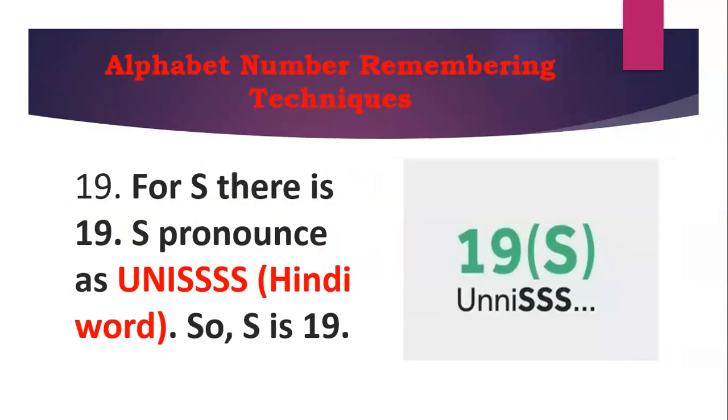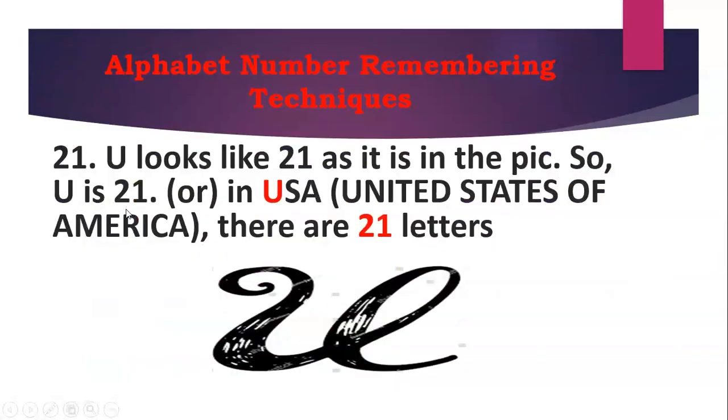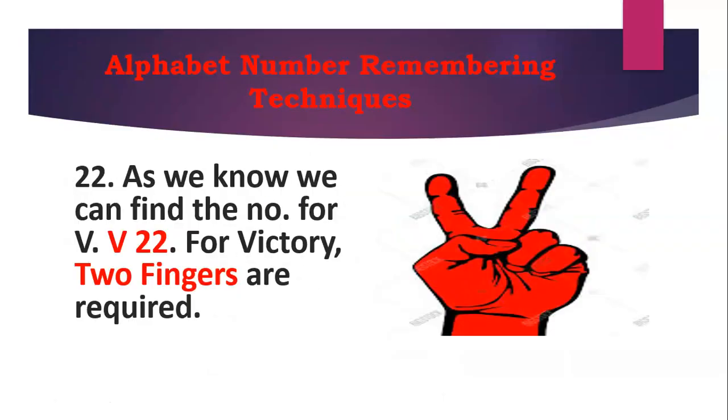Then S. S is Unnis. Unnis means 19 in the word. So S is 19. Then the T20 game, or also you can go for the HOT T20. If you remember the T20 game, T means 20. Then go for U. It looks like how it is shown in the picture, 21. Or you can also remember the US, United States of America. There are 21 letters. U is 21.